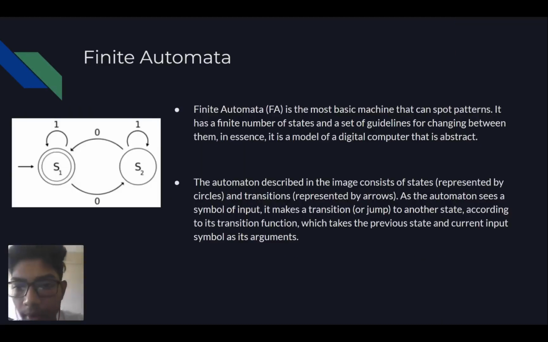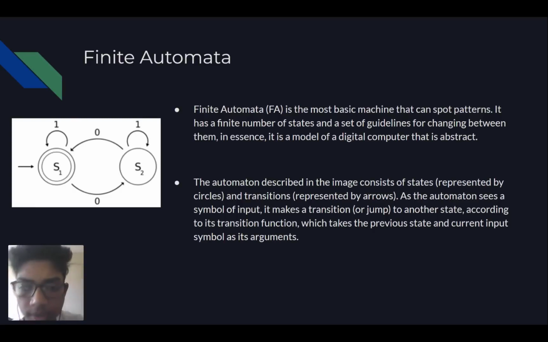So let's talk about finite automata. Finite automata (FA) is the most basic machine that can spot patterns. It has a finite number of states and a set of guidelines for changing between them. In essence, it is an abstract model of a digital computer.